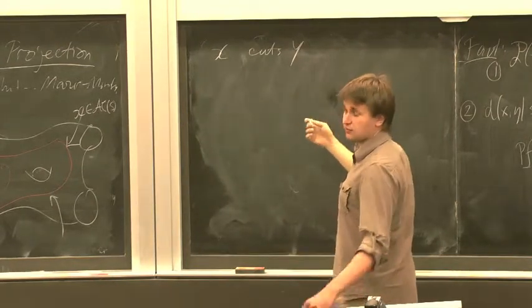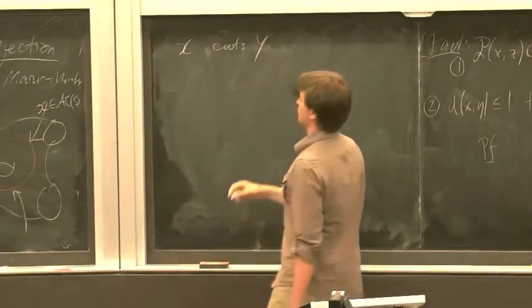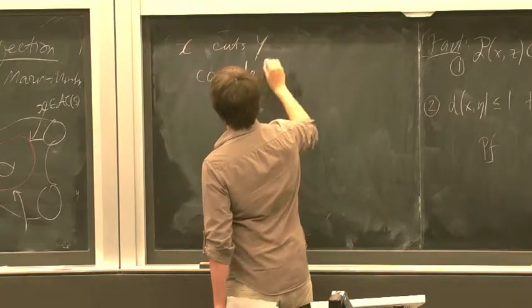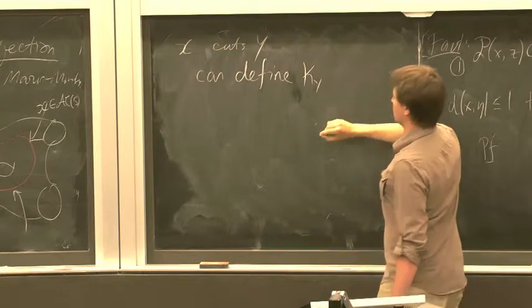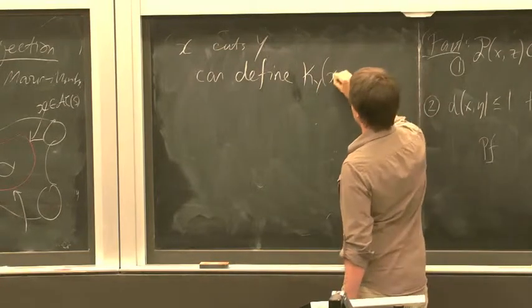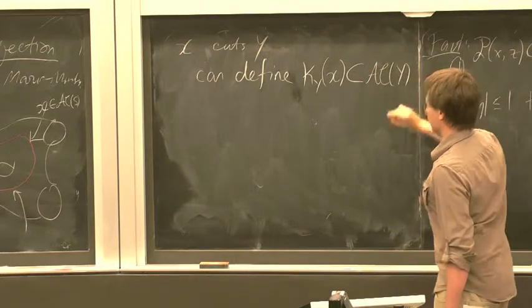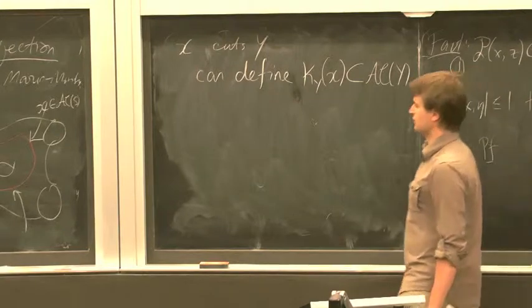You get some isotopy classes of stuff in Y. You just take those isotopy classes, and I'm going to call this kappa Y. That's a subset of the arc and curve graph of Y. Okay. If you have any questions, just ask, okay?